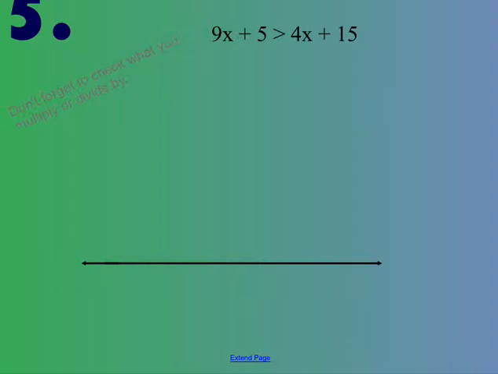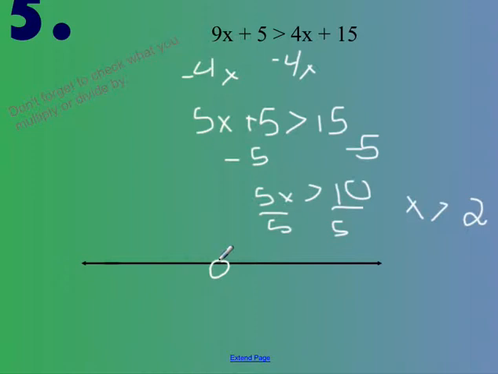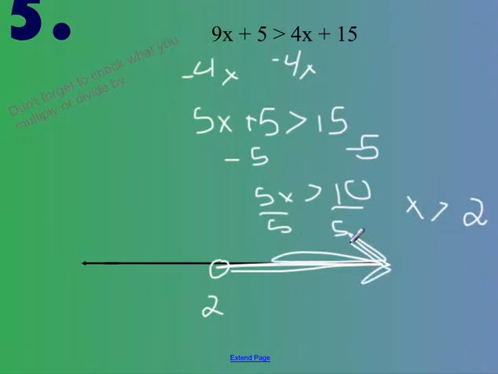So first thing I need to do is get my x's over to the same side. So I'm going to subtract 4x from both sides. Well, 9x minus 4x is 5x, plus 5 is greater than 15. So then I need to subtract 5 from both sides, and I get that 5x is greater than 10. Divide both sides by 5, and then I'm just left with x, and 10 divided by 5 is going to give me 2. Now I didn't divide or multiply by a negative number, so I don't need to flip the symbol. I'm going to have an open circle because it's strictly greater than, and I'm going to label that circle 2. Since it's greater than, my arrow is going to the right for number 5.